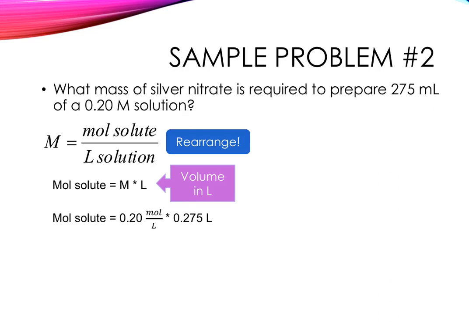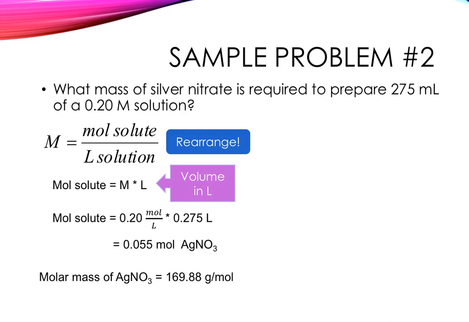So 0.20 moles per liter times 0.275 liters, right, when I convert my milliliters to liters, I end up getting 0.055 moles of silver nitrate. And from my periodic table, I can calculate the molar mass of silver nitrate. It's just shy of 170 grams per mole. Of course, we do want to have plenty of precision there.